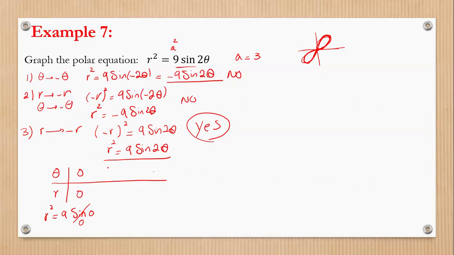If I replace theta by pi over 6, I get r squared equals 9 sine of 2 pi over 6. 2 pi over 6 means pi over 3. Sine of pi over 3, or sine of 60 degrees, is root 3 over 2. So we have 9 root 3 over 2. But that's r squared. You need to find r, so you need to take the square root of this, and you need to use a calculator for sure. And it gives you that r must be equal to plus or minus 2.8.